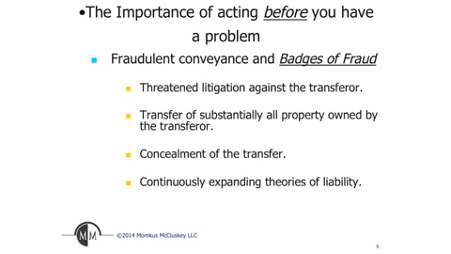A couple of examples you'll see of a fraudulent conveyance and badges of fraud are the fact that you know that litigation is threatened against you, you know that you're transferring virtually all of your assets to someone, leaving yourself penniless, or you try to do the transfer in a way that is concealed. In other words, you try and make sure that nobody realizes that those assets were transferred. All of those things have been found in the past to be evidence of a fraudulent conveyance.